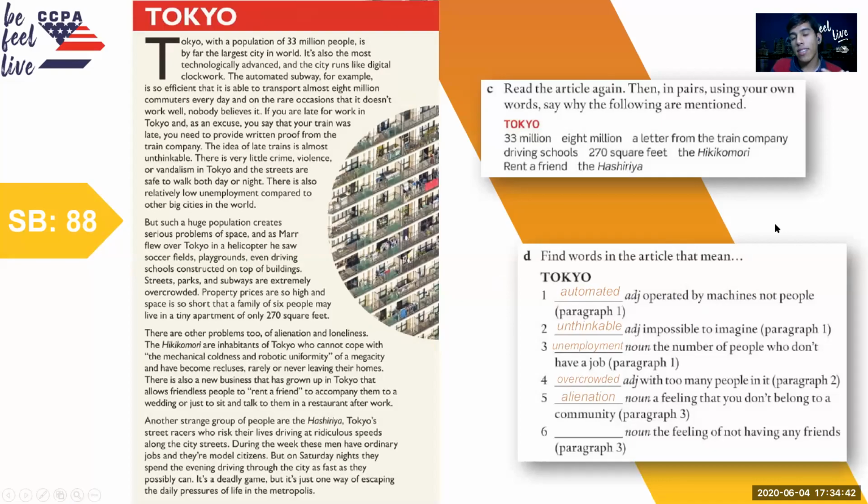And the last one says, it's a noun as well, the feeling of not having any friends. Friendless, teacher? Yes, friendless. It could be, but in this case, it's a noun. Friendless is an adjective. So we are looking for another word. It's in paragraph 3. Loneliness. Perfect. There you go. Thank you, Alexander. It is loneliness.